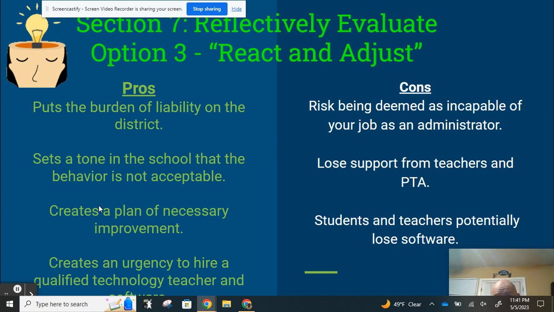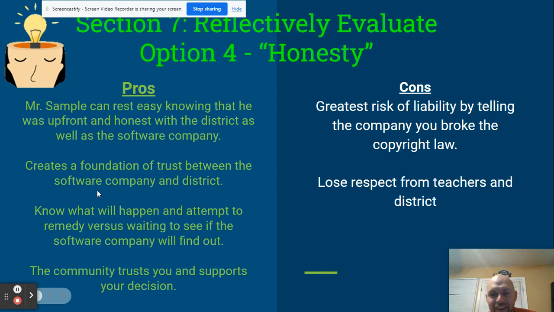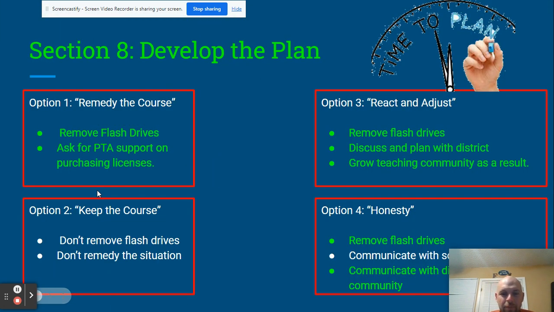The cons, a risk of being deemed as incapable of doing your job as an administrator by the teachers, loses support from teachers, and students and teachers potentially lose the software. From this, you're taking a big risk of not having any more access to the technology.